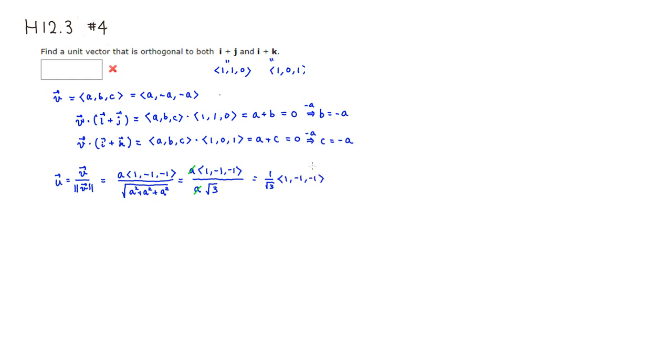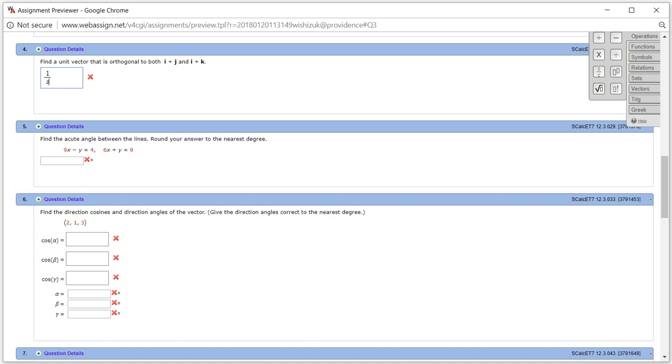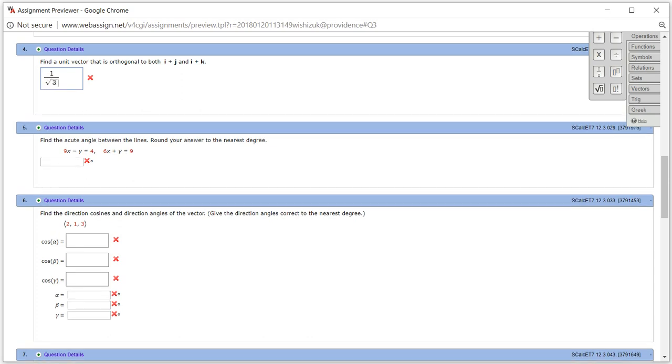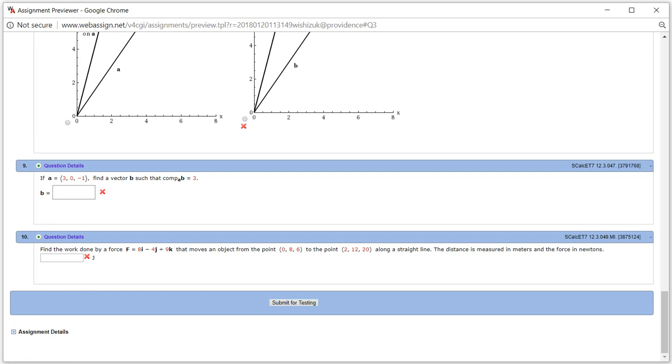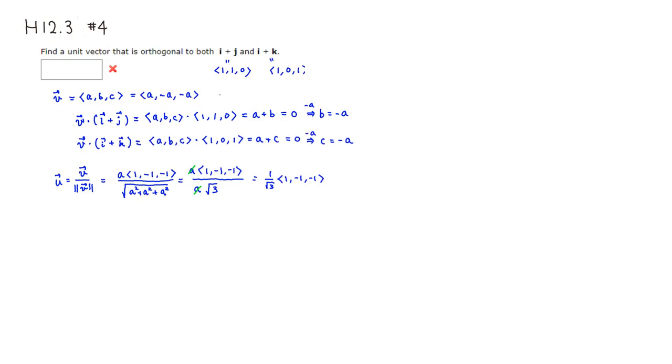So let's type it in. What we got was 1 over the square root of 3, then the vector 1 comma negative 1 comma negative 1. Let's check the answer. Submit for testing. It came back and looks like we got this one correctly. That's it. I hope that this was clear.